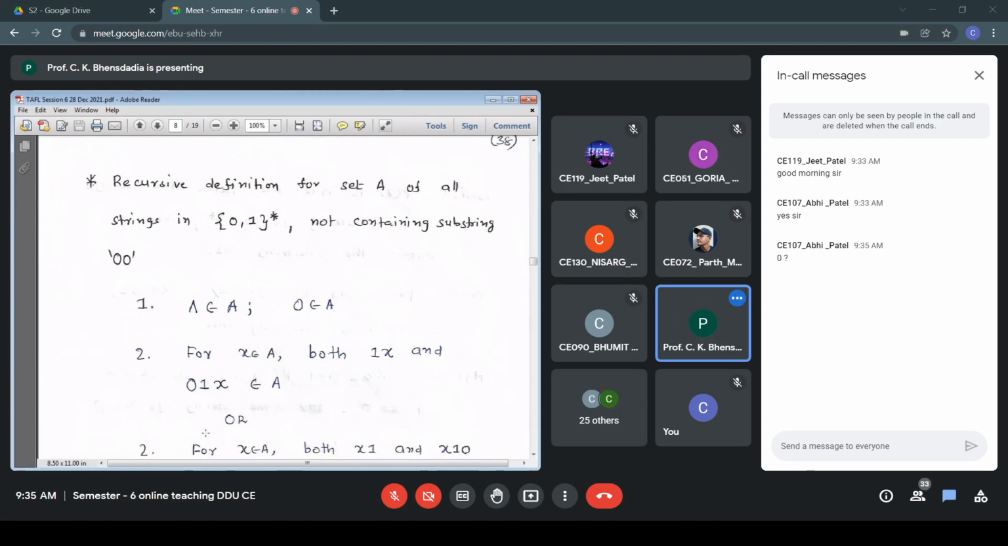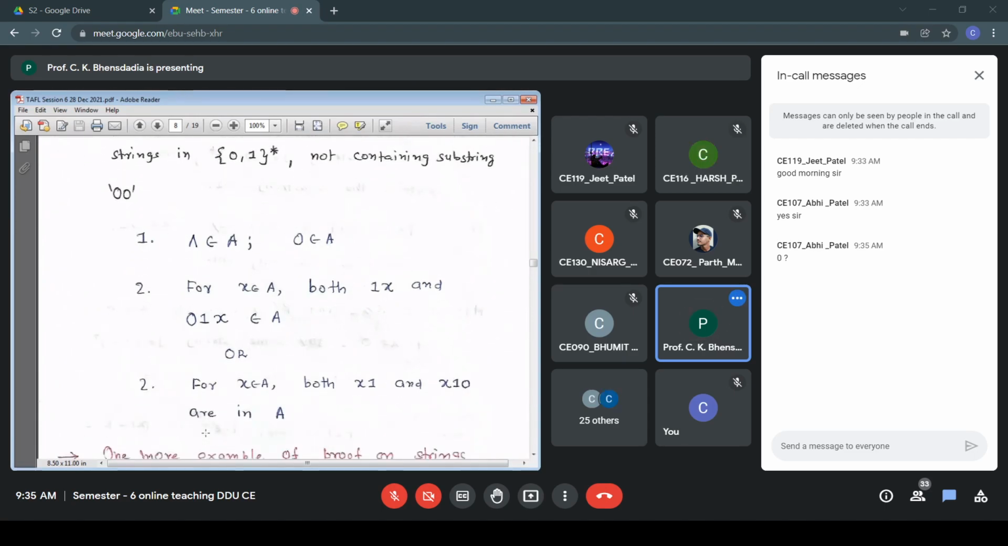Maybe I can write this as x1, x10. That is also fine. Instead of 1x, 01x, I can write x1, x10. So immediately after x, 1 is written, and after 1, 0 comes. So x may be copy pasted; it could be anything, and anything means not containing 00. And then after x, I am putting 1. So even if x is ending with 0, I don't have two zeros. So instead of 1x and 01x, we can write rule number 2 in this way also, as x1 or x10.